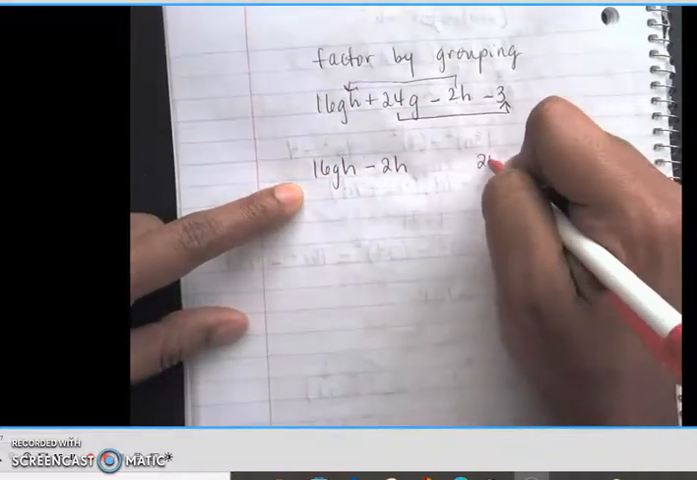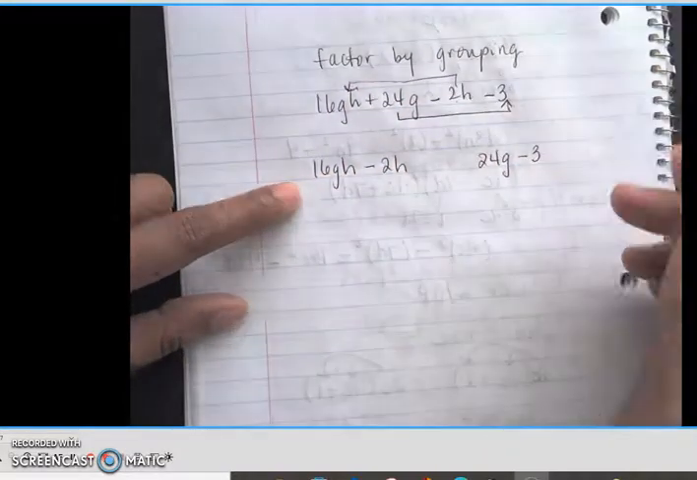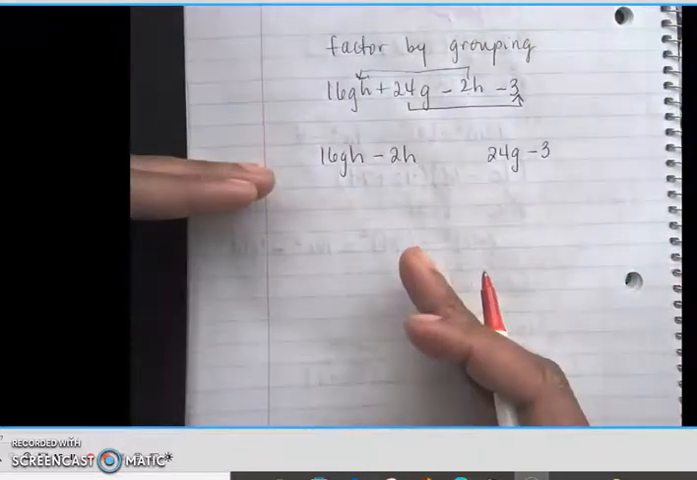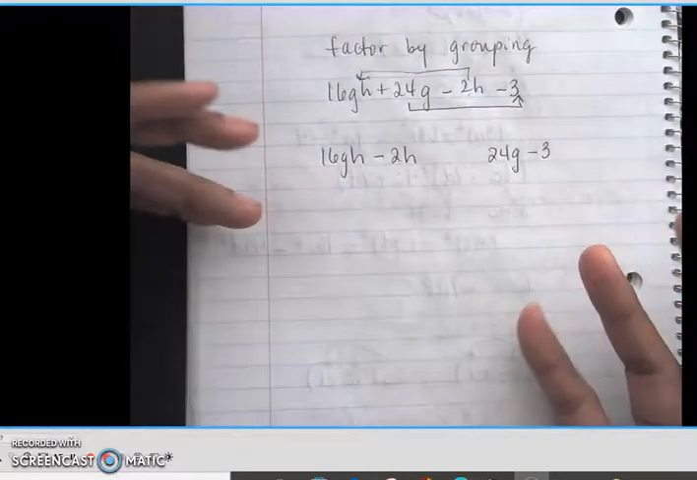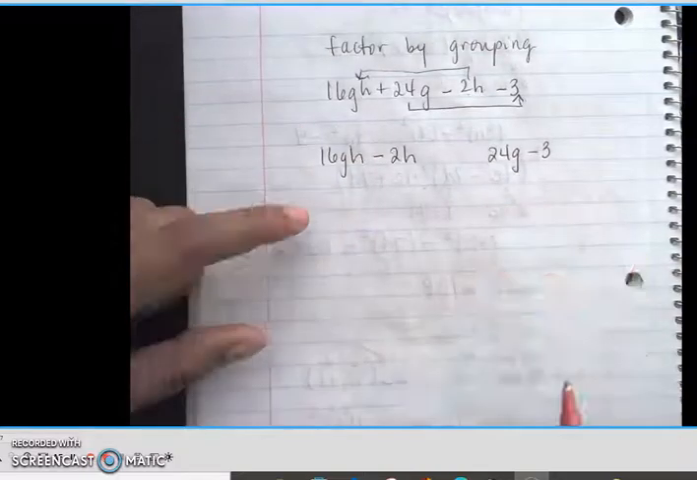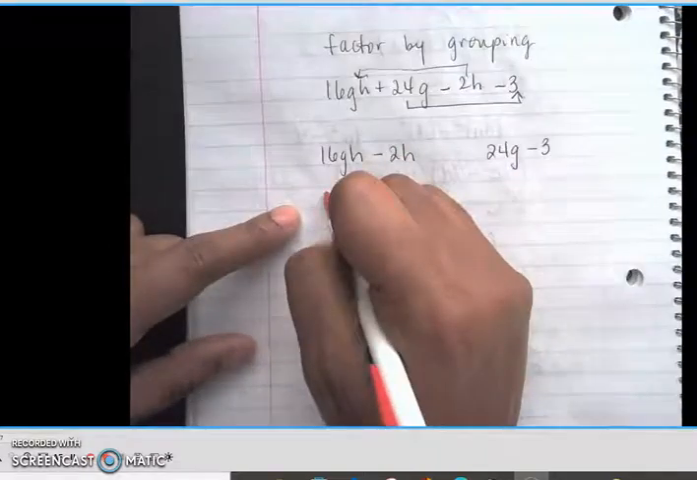with their like partner right next to them. And then I'm going to begin to do what we just did earlier, which was factoring out by GCF and then have the distributive property backwards. And I'm going to see if I get parentheses that match. So here we go. Pull out a 2.